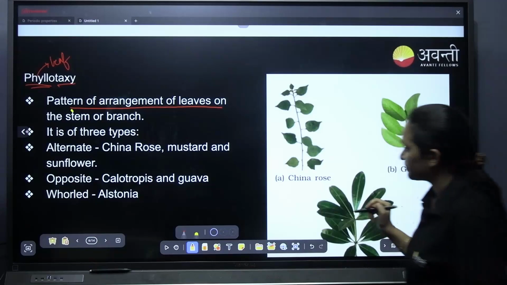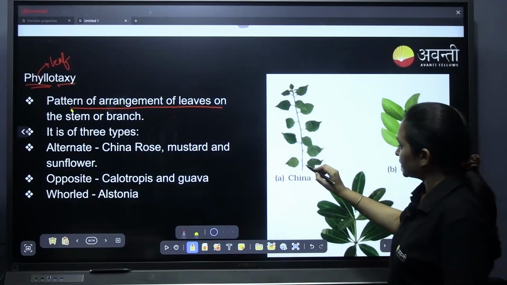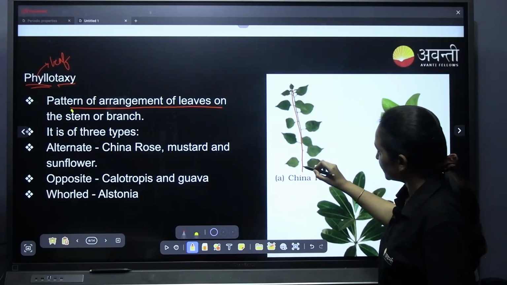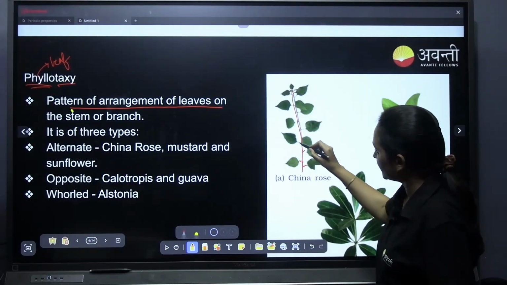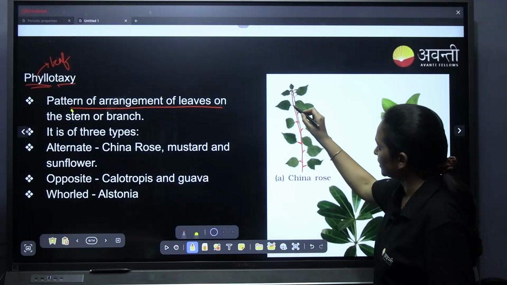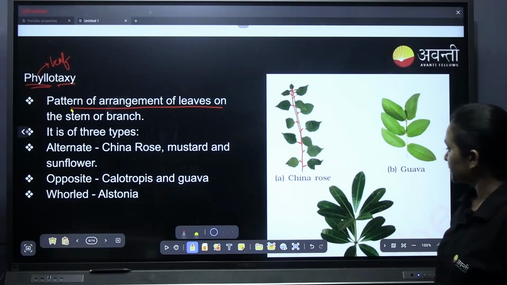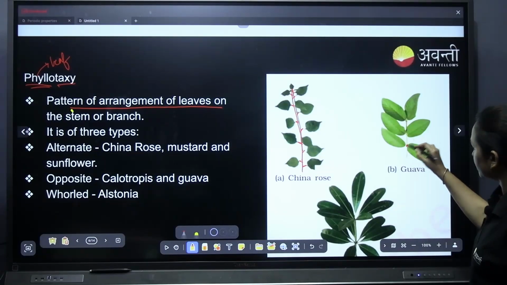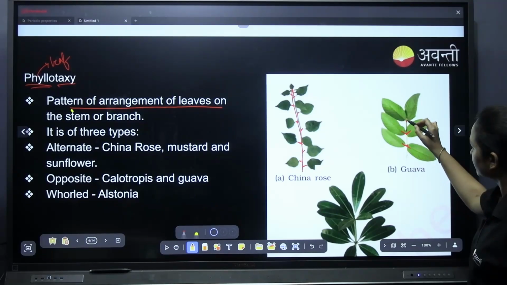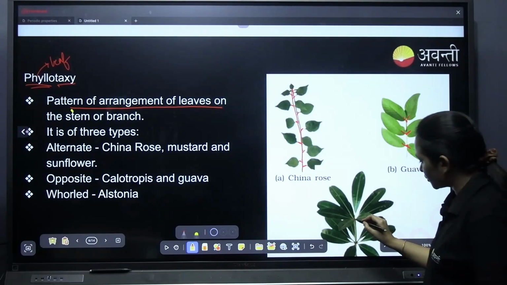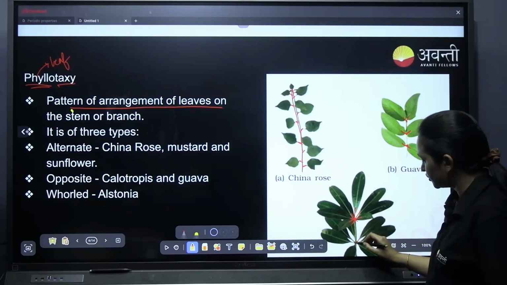What do you mean by that? I'll tell you. If this is a stem, and leaves are coming alternately out of it, then this is called alternate phyllotaxy. If from the node two leaves are coming out, this is called opposite. And from the node, if many leaves are coming like this, this is called whorled.